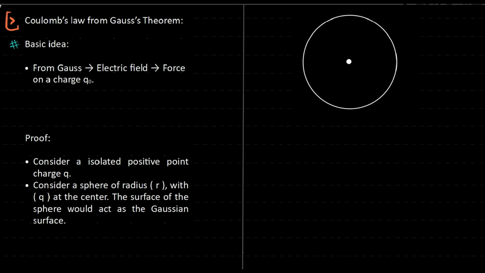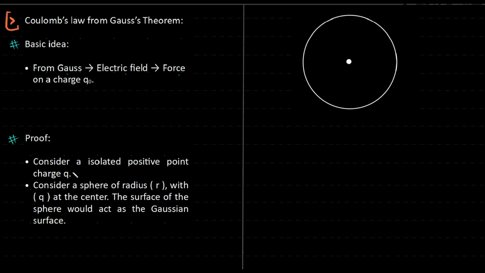So we're looking at proving Coulomb's law, the very first formula which we started using in this chapter, from Gauss's theorem. So we are trying to go the other way around. Quite simple. From Gauss's law, we are looking at finding the electric field expression, and from that we are going to the force, right? So that's how it is.